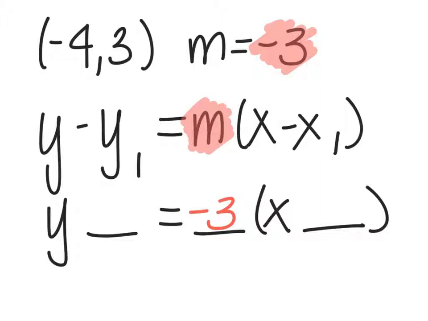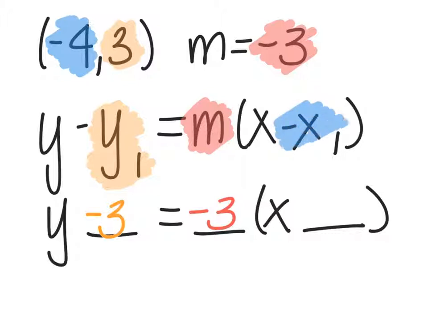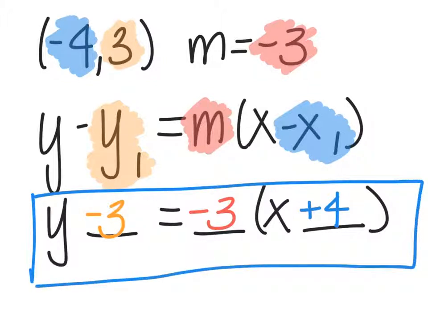My y value, in my ordered pair, is positive 3, so that's going to go in here for y1. Remember that it always switches signs, so instead of being a positive 3, it's going to be a negative 3 in the equation. And then our x value in our ordered pair was negative 4, so that's going to go over here in place of x1. And again, it's going to switch signs, so currently it is negative 4, so in the problem it's actually going to be positive 4. So my equation in point-slope form is y minus 3 equals negative 3 times x plus 4.